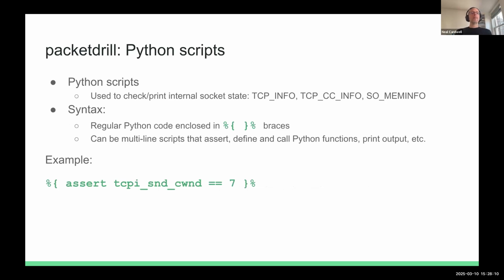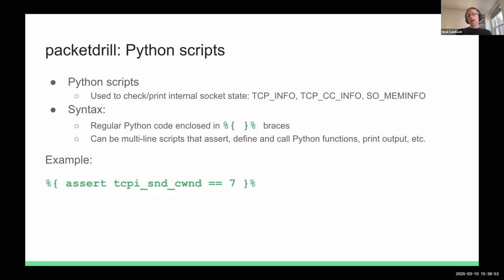And then the next element of the language is Python scripts. These are generally used to give you some flexibility so that you can check or print internal socket state. What happens here is that when you insert a Python script in the middle of a test, Packetdrill will implicitly call TCP info, TCP CC info, and SOMEM info for you to grab all of those state variables, and then it will save those away. And then at the end of the test, it will run the Python code using the values that it grabbed using those system calls. That allows you to basically enclose some Python in these little curly braces.